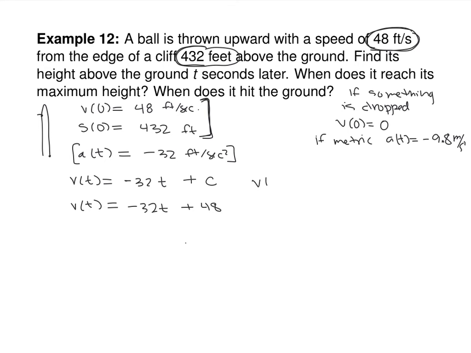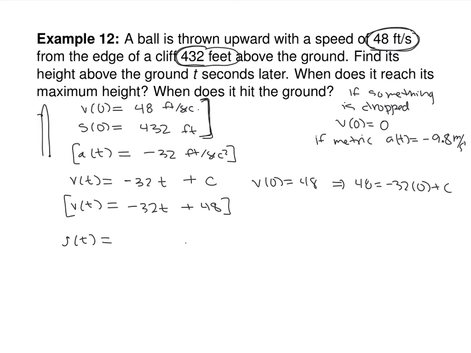Because we know v of 0 equals 48. So that's the same thing as 48 equals minus 32 times 0 plus c. And then 32 times 0 is just 0, so c is 48. Okay, so that's your velocity function. What is the position function?